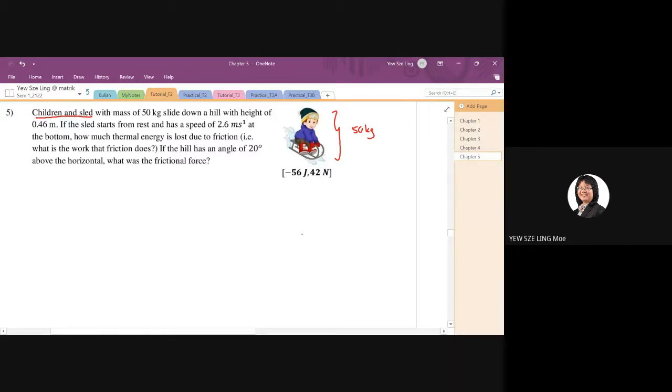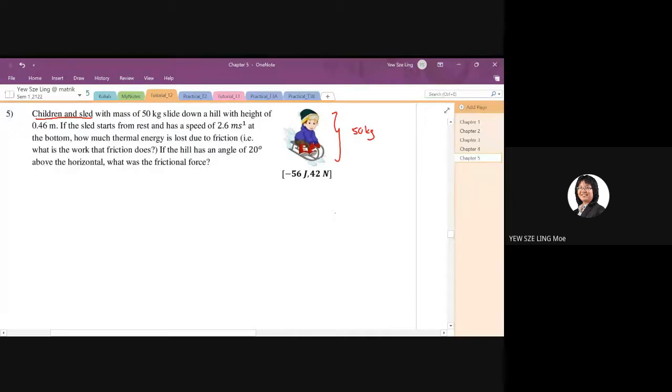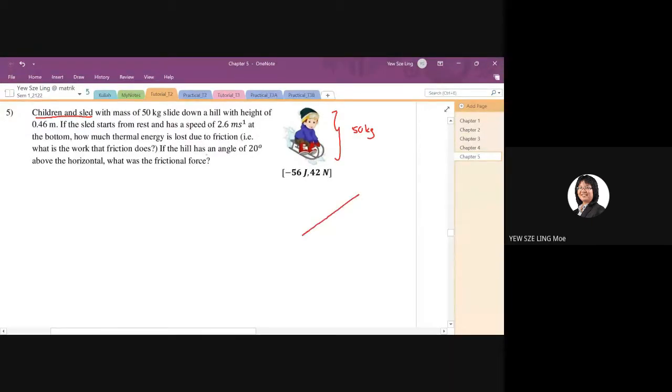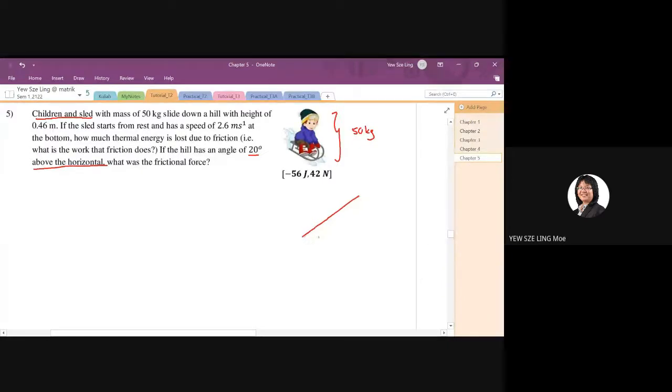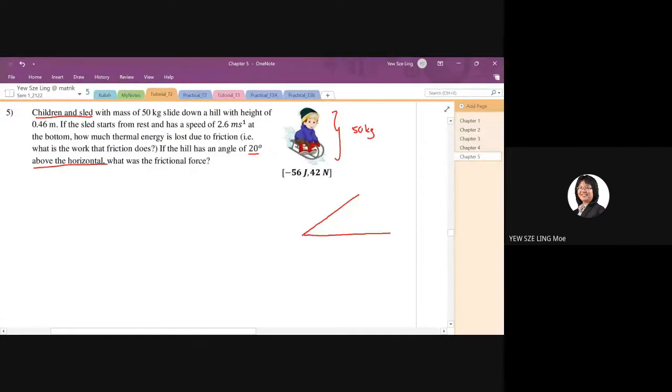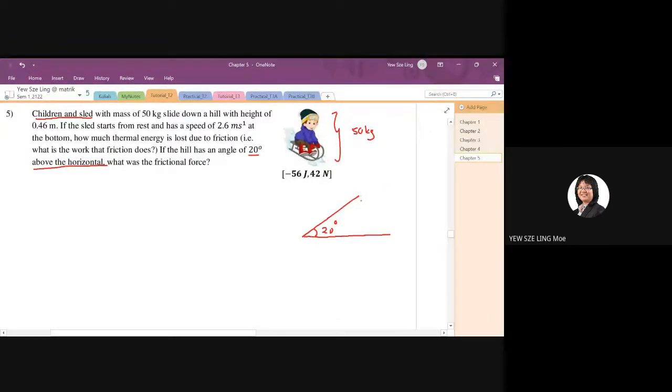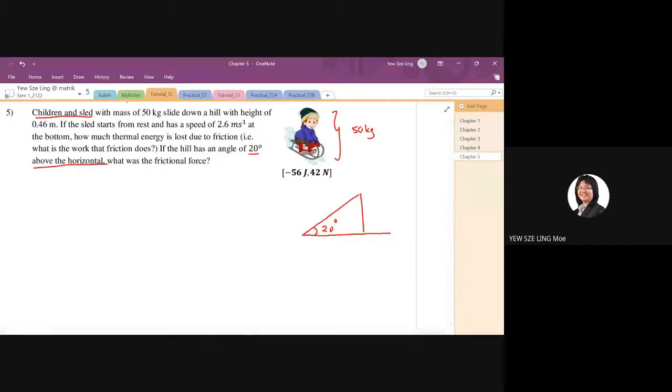Let us see how we are going to sketch the diagram. This is the hill, and according to the question, the hill is 20 degrees above horizontal. We have a horizontal surface and the hill is 20 degrees above it. So basically this is our diagram. And this is the height. The height of the hill is 0.46 meter, it means this part.